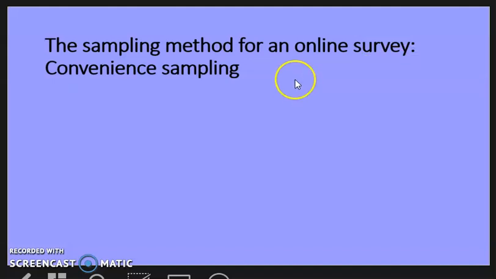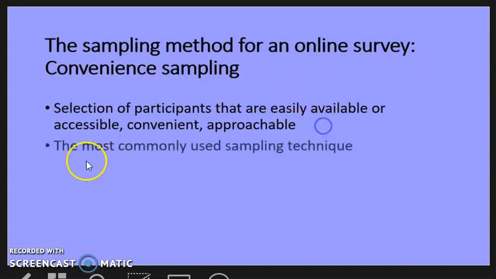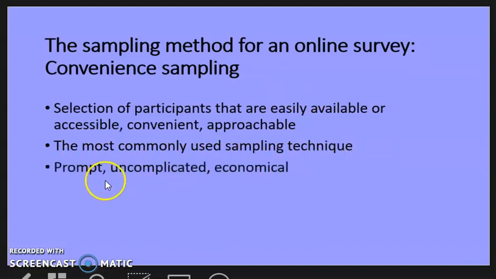Because convenience sampling is the selection of participants that are easily available or accessible, which is convenient to you, who are approachable to you. The method I'm sure that you use for an online survey actually fulfills this criteria, so you should say that you do convenience sampling. We know that this is the most commonly used sampling technique. It is prompt, uncomplicated, economical.